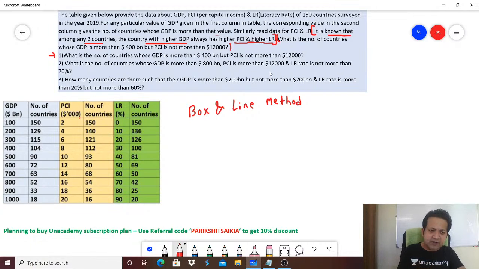So in terms of our table, let's say America lies here. Then you know what? It means for PCI also, for the per capita income also, America would lie at the very best case scenario.